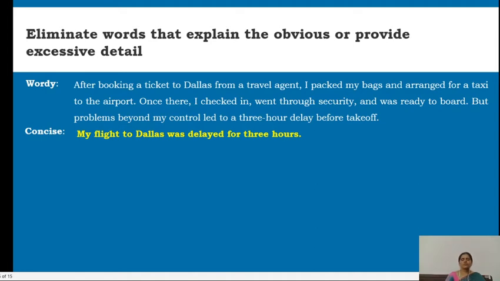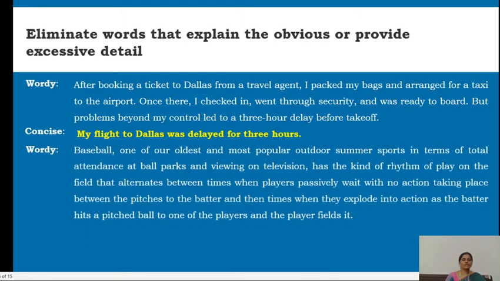So just make it more concise, instead of making the reader more confused about what you are trying to say. Again, a very lengthy text: "Baseball, one of our oldest and most popular outdoor summer sports in terms of total attendance at ballparks and viewing on television, has the kind of rhythm of play on the field that alternates between times when players passively wait with no action taking place between the pitches to the batter, and then times when they explode into action as the batter hits a pitched ball to one of the players and the player fields it." This is all a description.